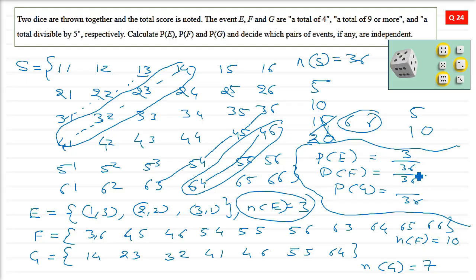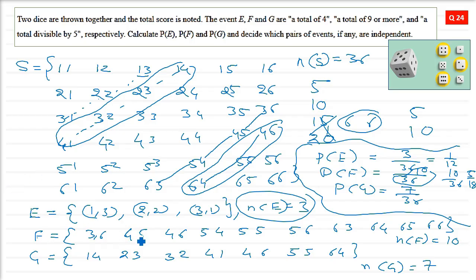So PE will be 3 by 36, PF will be 10 by 36 and PG will be 7 by 36. From where have these 3, 10 and 7 come? Number of elements in E, F and G respectively. So 3 by 36 is 1 by 12, 10 by 36 is 5 by 18 and 7 by 36 remains like that. Now just take these sets.